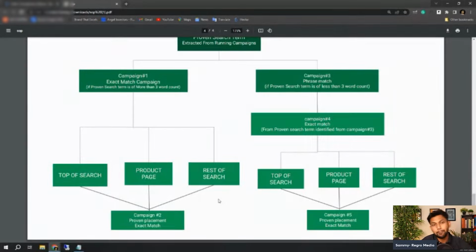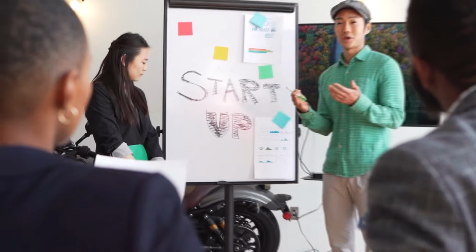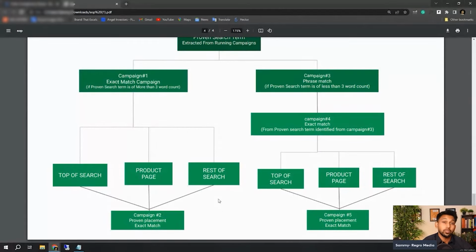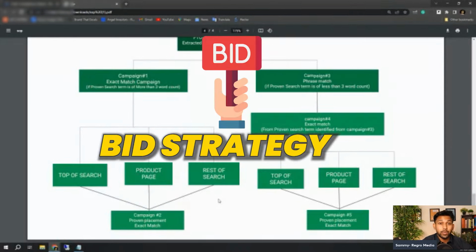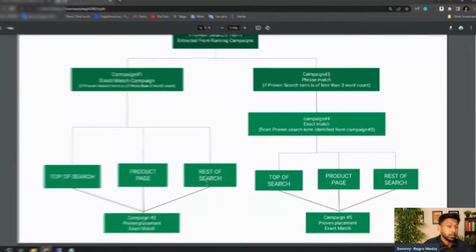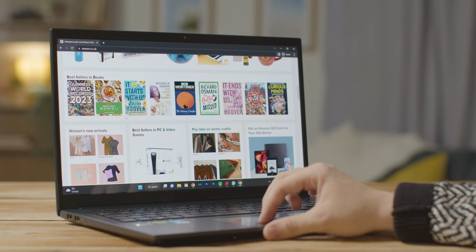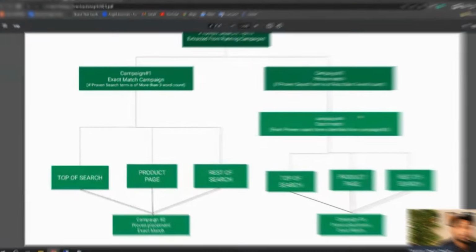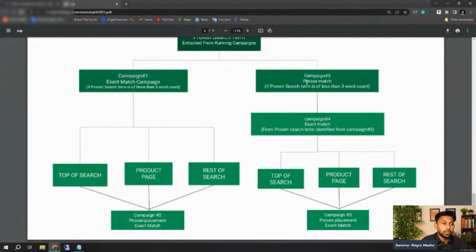So ROS campaign, how to do it? We generally have to create 2-3 campaigns, and out of those 2-3 campaigns, one delivers towards the rest of the search, and then we pause the rest. Now, keeping the bid strategy up and down and putting the bid very low generally helps to get the rest of the search, because once the rest of the search starts getting impressions, it starts pushing more towards the rest of the search. Here, campaign 4 will be from the phrase match.